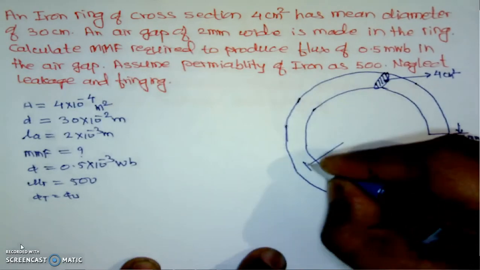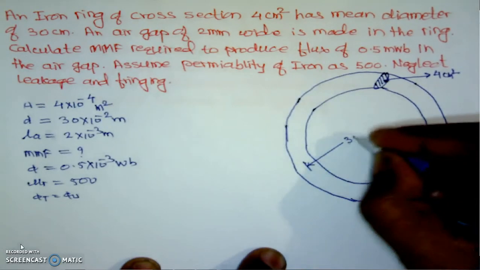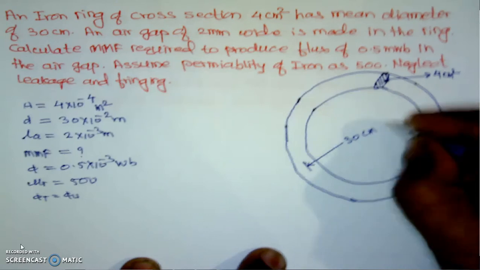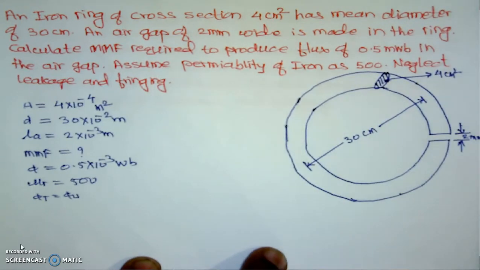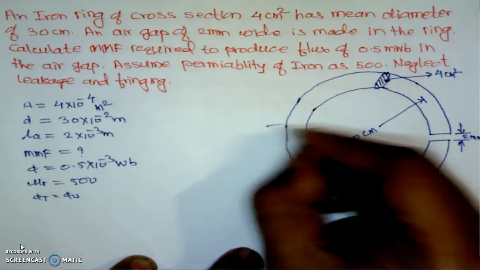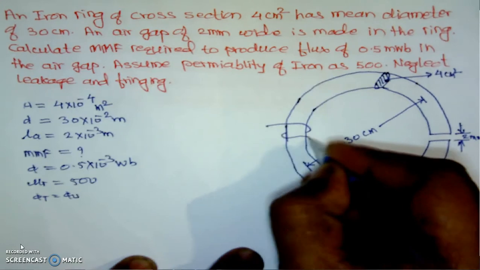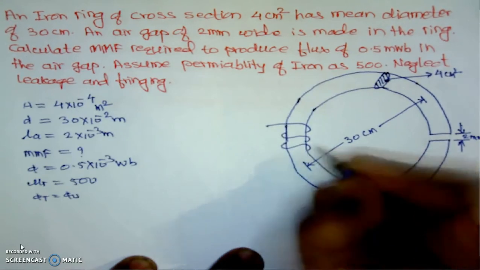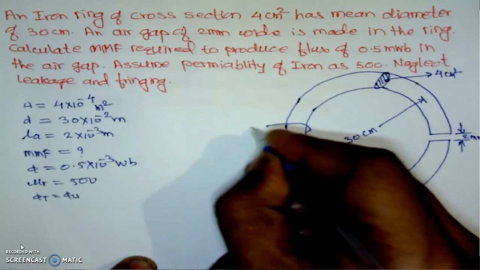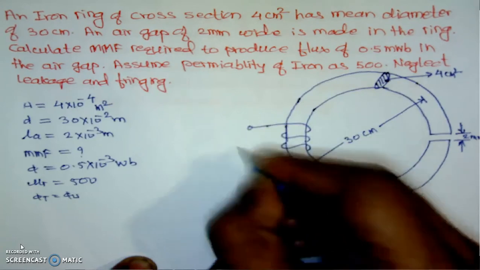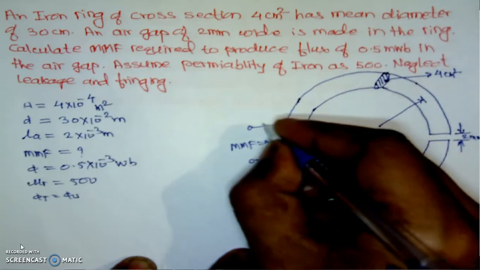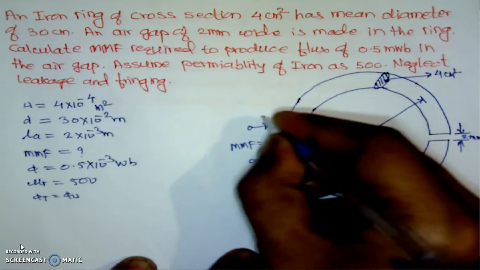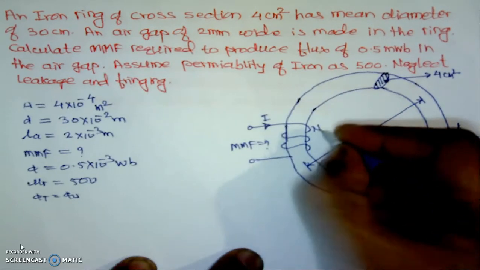We have two diameters, that is one is the inner diameter and the other is the outer diameter. In place of that they have given the mean of the inner and outer. This is the ring, and here we have some number of turns, and we are applying some MMF and want to find out this value. Here I is the current in the circuit and N is the number of turns.